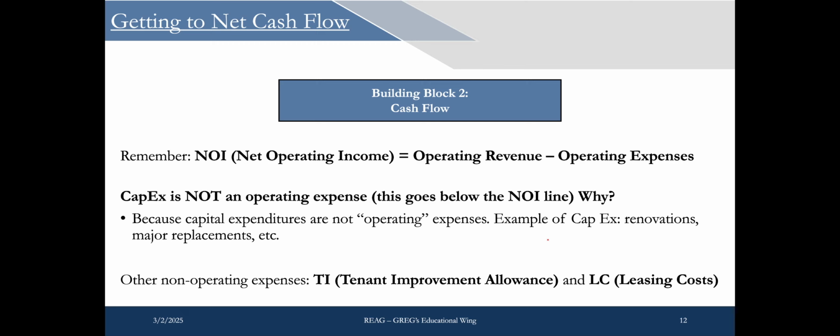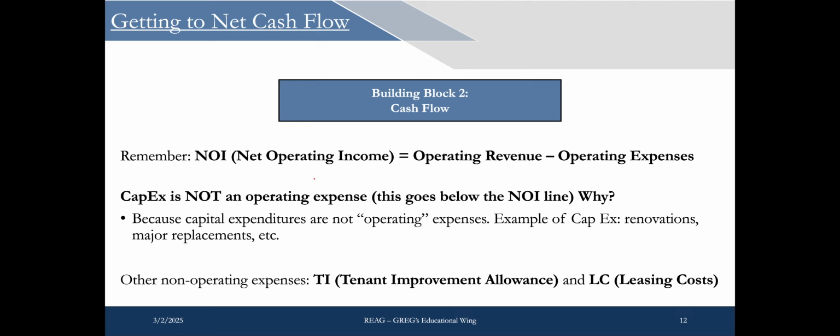So how do we arrive at our cash flow? Remember NOI. We did a very simple calculation. We took our operating revenue minus our operating expenses. Remember, we broke down the income statement. We had arrived at EGI, effective gross income, subtracted out our operating expenses, remember, taxes, insurance, various expenses like those, and we arrived at NOI, net operating income. Now, this is considered above the line, NOI being the line.